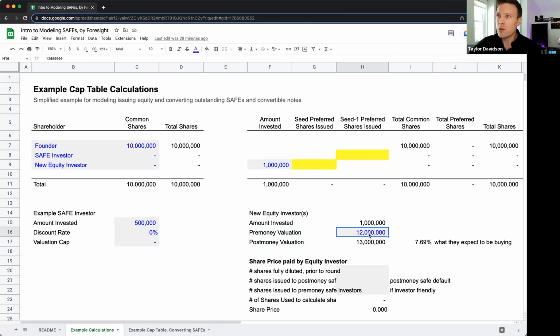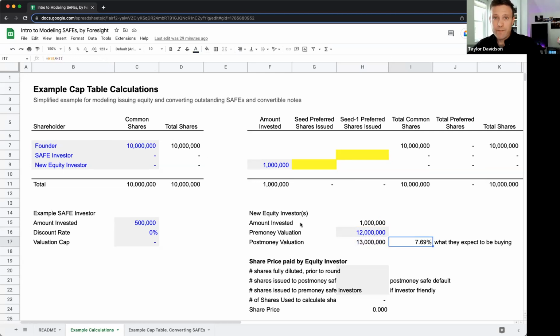In all of my models, I use a structure where the inputs are blue text on a gray background, to make it really clear what's an input and what's the result of a calculation. So this pre-money valuation is just an assumption. And then the post-money valuation is just the 12 million plus the 1 million. From this, the new equity investor is expecting that they're purchasing 7.69% of the company. That's just how much they're investing divided by the post.